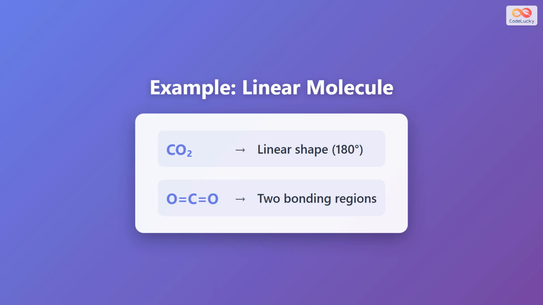Let's examine a specific example: carbon dioxide, with the chemical formula CO2. In carbon dioxide, the central carbon atom forms double bonds with two oxygen atoms. We can represent this as O=C=O around the central carbon. There are two bonding regions, the two double bonds to oxygen. According to VSEPR theory, these two bonding regions will position themselves as far apart as possible, which means 180 degrees apart. This gives carbon dioxide a linear shape. The molecule is perfectly straight, with the carbon in the middle and the two oxygens on opposite sides.